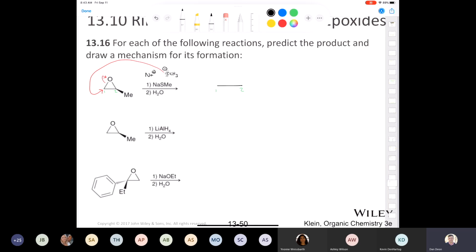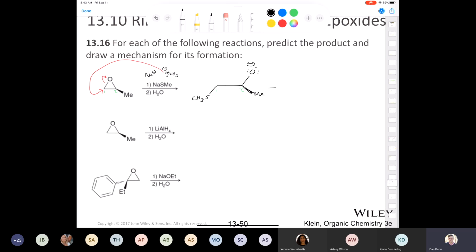What else am I going to have? I'm going to have my oxygen, my oxide, like that. I'm going to have my methyl group. Okay, I didn't attack that stereocenter, so its configuration remains. And then down here, I'm going to have my sulfide. This is now a methyl sulfide, like that.